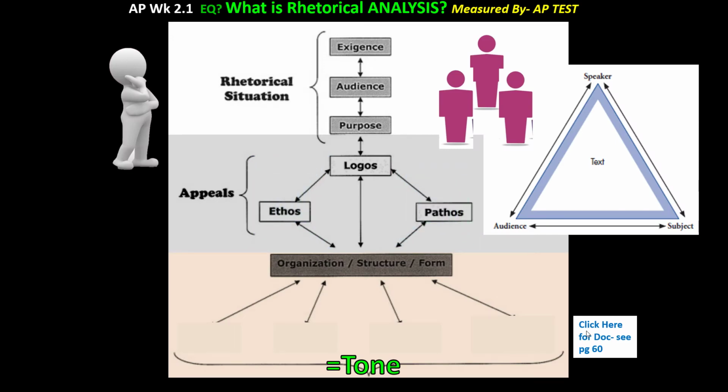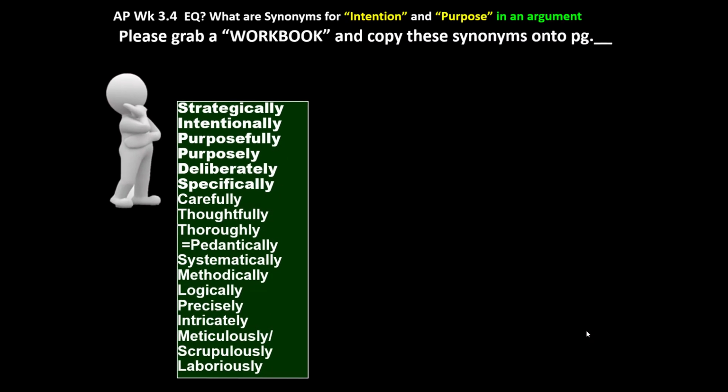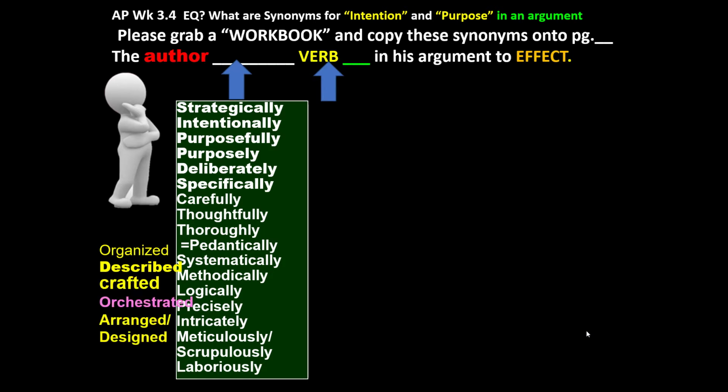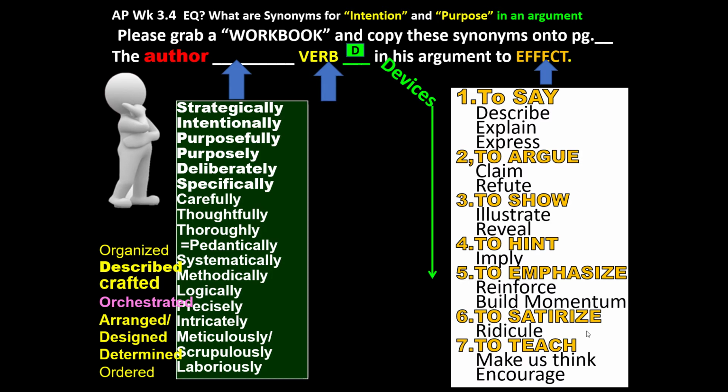So obviously, we've got to talk about the rhetorical situation more than just the basic appeals or the basic organization, structure, or form, which includes syntax, word choice, imagery, and different types of figurative language, which add up to the type of tone. But remember, the rhetorical situation is paramount. Now, anytime an author is writing, he is being strategic, intentional, purposeful, purposely, writes deliberately, specifically, carefully, thoughtfully, thoroughly, pedantically, systematically, and all these other cool words. Now, obviously, they're going to probably use some effects verbs right after that to explain different devices, and we'll get into all these different effects verbs in a second.